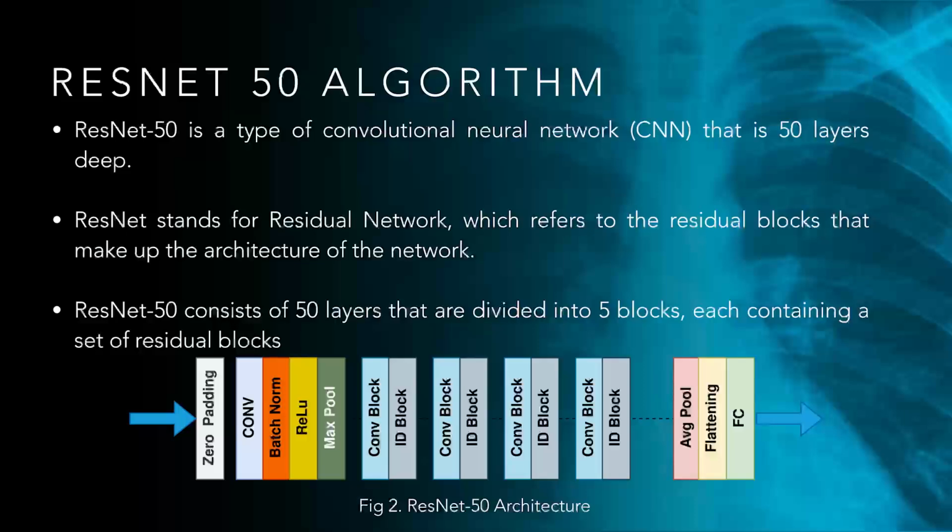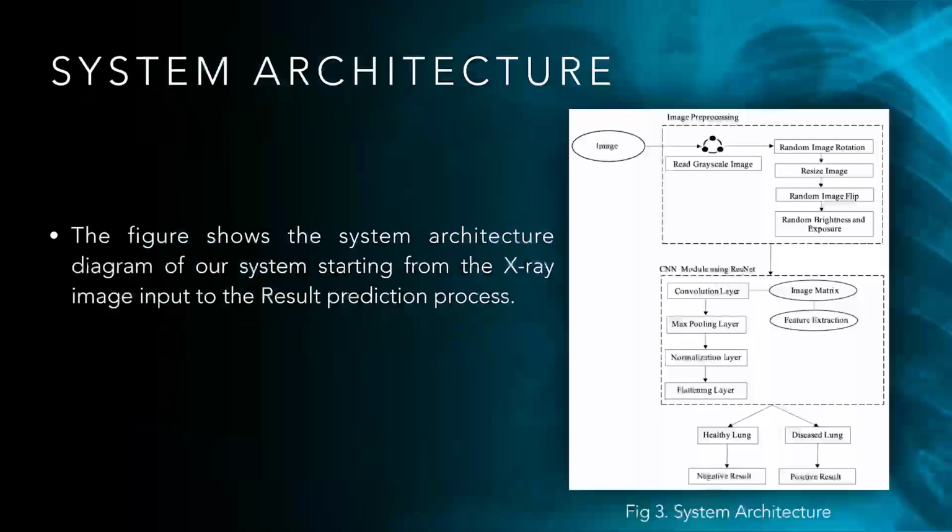Average pooling, flattening, and FC make up the ResNet 50 architecture, which then works with the CNN algorithm to detect pneumonia and to convert and process the chest X-ray images and find features out of it. The initial step of the process is image.